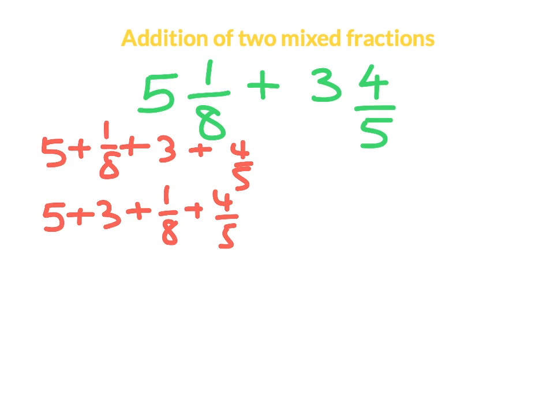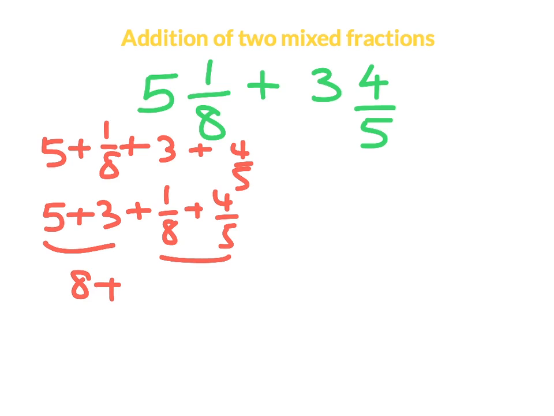Now we have the whole numbers on one side and the fractional numbers on the other side. So the whole numbers are 8 plus, now we have unlike fractions here, so we can use the equivalent fraction method. We want to make them have the same denominator. In this case, it's going to be 8 times 5, so we multiply them by the opposite denominator. So 1 over 8 will be multiplied by 5 over 5, and 4 over 5 will be multiplied by 8 over 8.